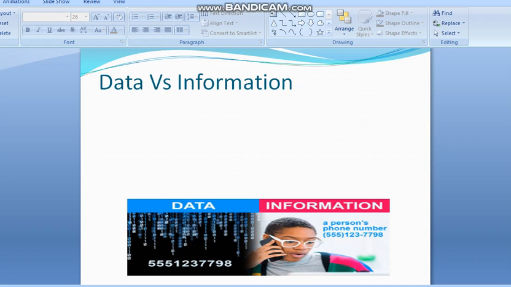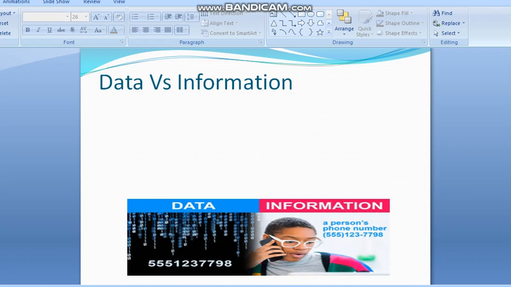Suppose I write a number, 555 123 7798. That is data. I write any alphabet, A B C D. I write any text, F J K H. So that is data.